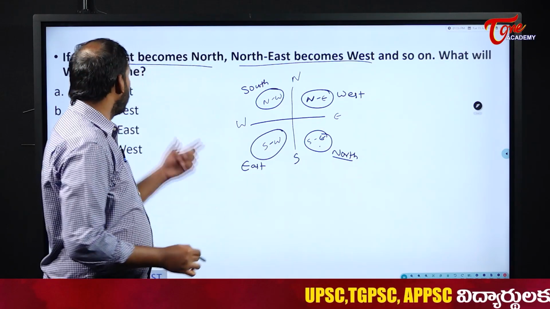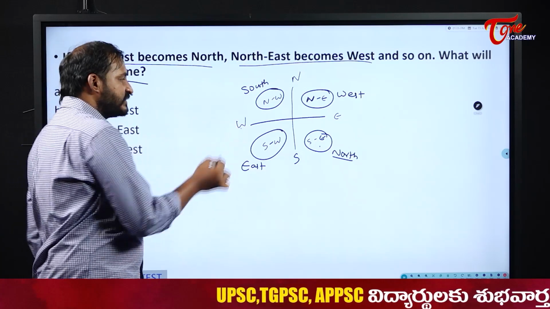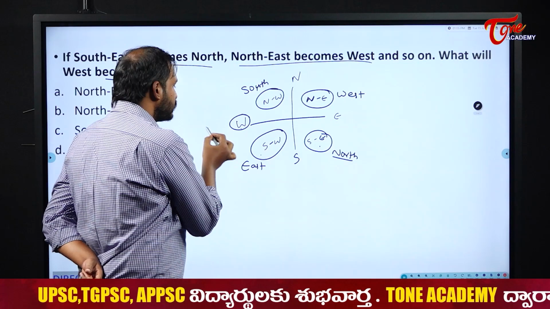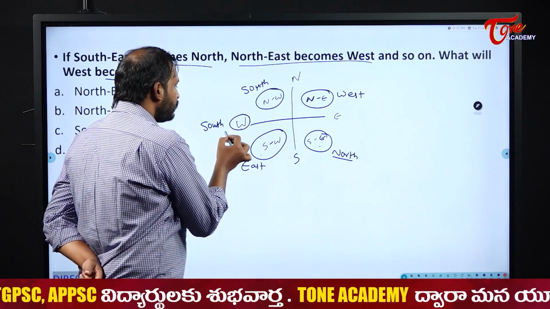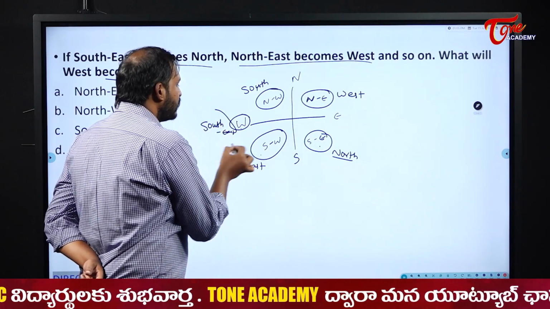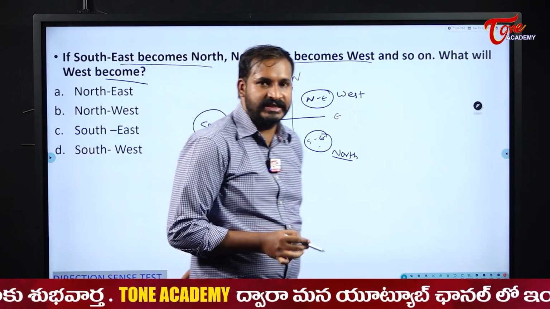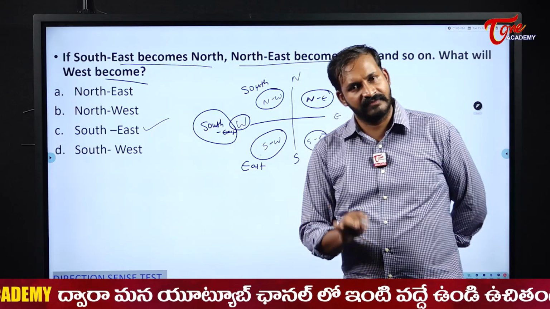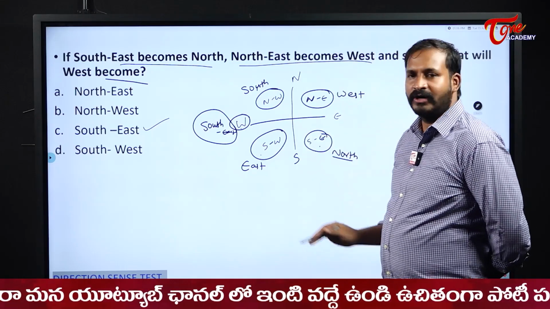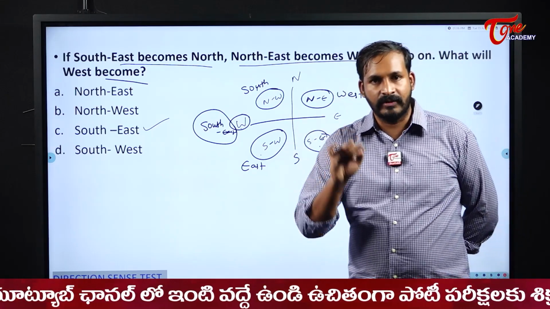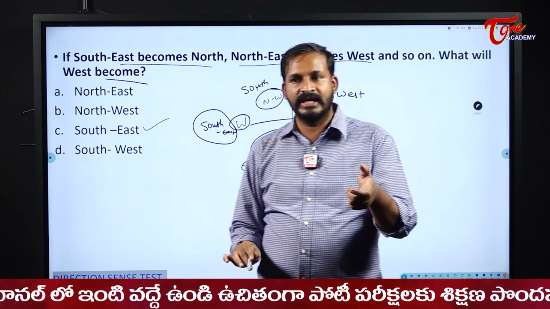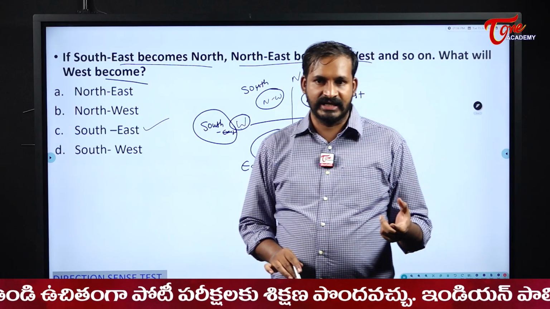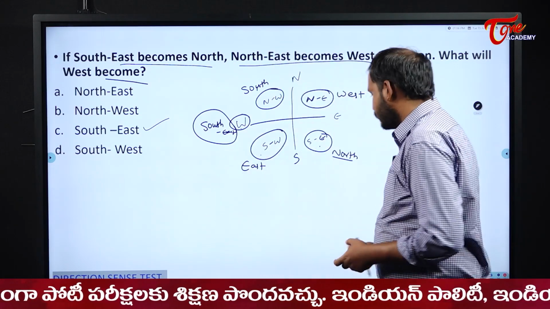Now they are asking us what will west becomes. This is the actual west. Now the place between south and east will become what? Southeast. So my west here is becoming what? Southeast. Very simple. Just try to understand the concept. Which direction is opposite to which direction, and between two which directions we will get which direction. These are the two major things which we should understand here. Okay? Right? Next one.